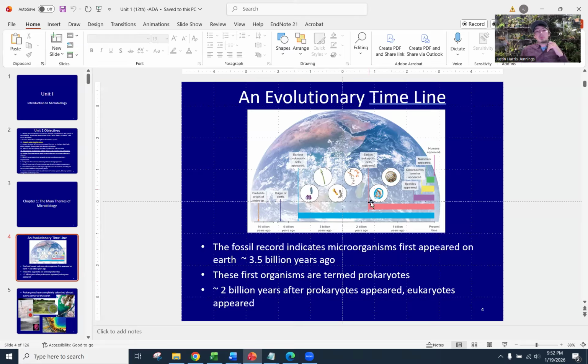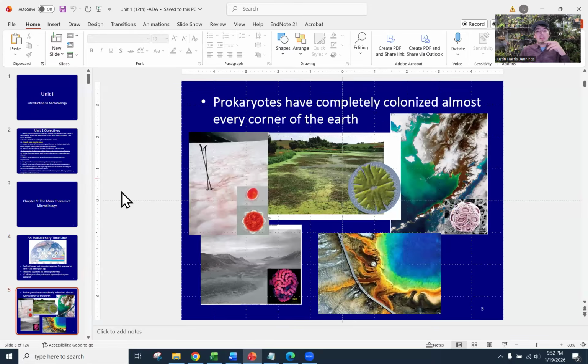So these prokaryotes have been around for an incredibly long period of time, and they've been able to colonize all reaches of the Earth in drastically different conditions, where you have some microbes that can survive drastically cold, frigid conditions, and some blistering hot conditions with incredible pH levels, or even can tolerate high salt levels.